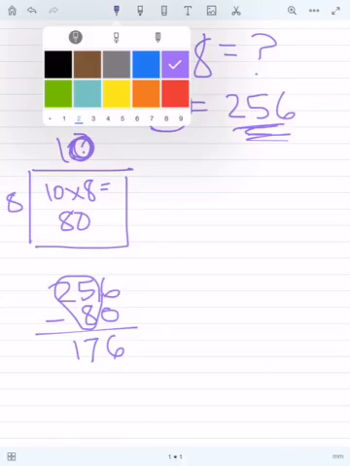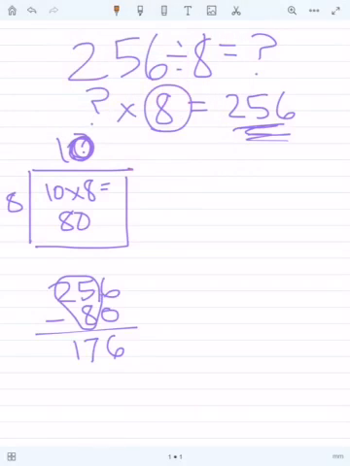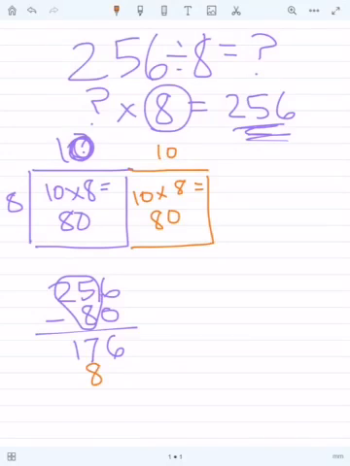So I'm going to attach another 10 to that because I can subtract another 80 from that. I'm going to do another 10 by 8 and take away another 80 and say, okay, how much do I have left now? So there's 6, 17 minus 8, 7, 9, now I have 96 left.